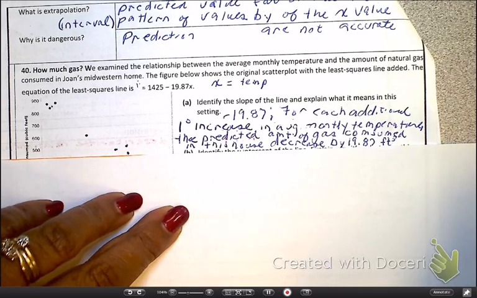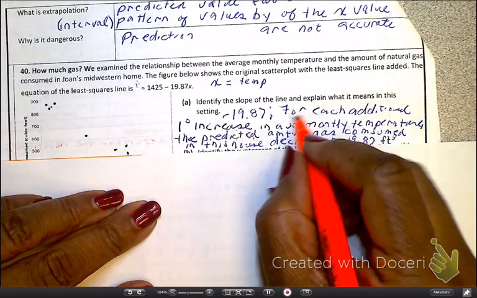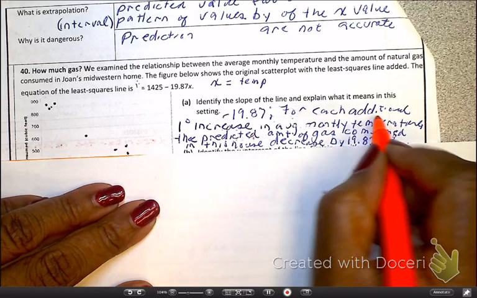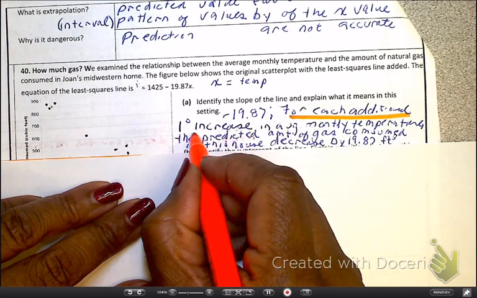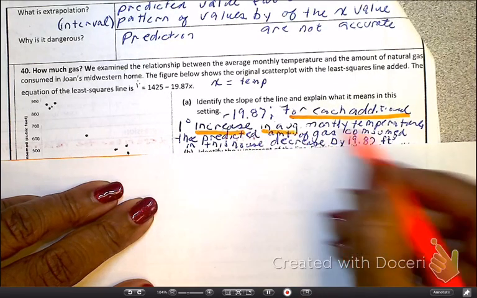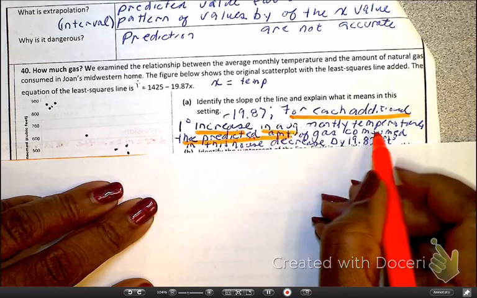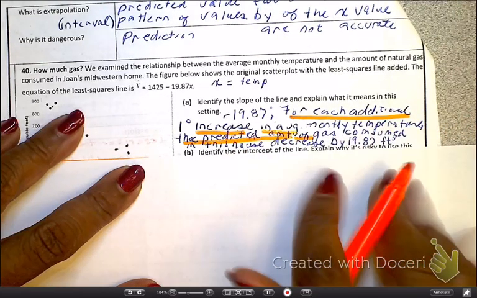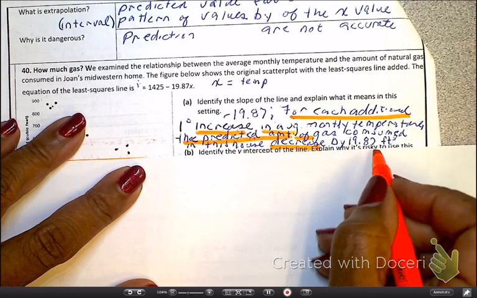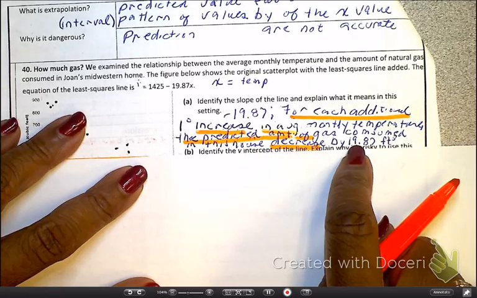19.87 cubic feet. And remember I told you, looking at that template, things that I'm very consistent about. For each additional, and here we're talking about degree, the average, and then I say the predicted amount of, and then that's the context, and I mention the idea of increase or decrease, and then by here is the value of the slope.